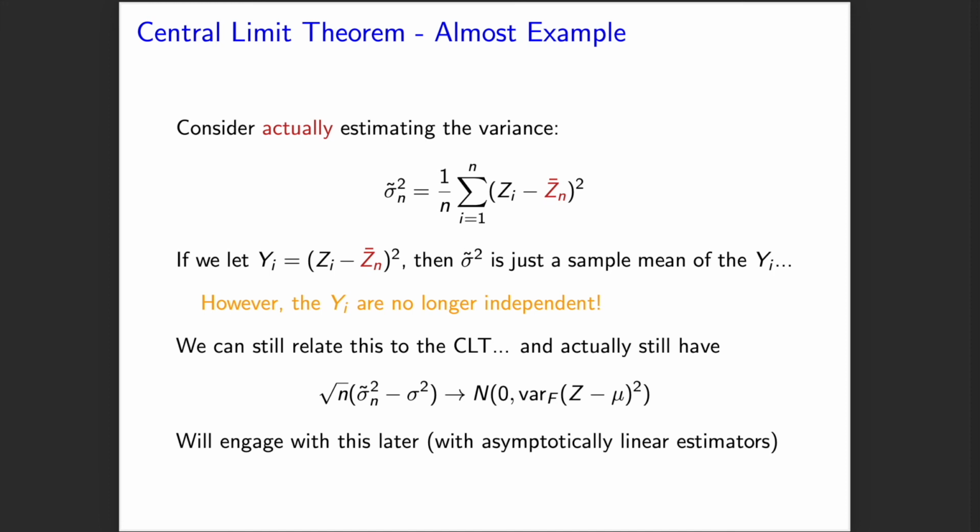It turns out we can still relate this to the central limit theorem, but it's going to take more work, and we're going to do that moving forward. And in fact, once we do relate it to the central limit theorem, we'll see that this estimator actually has the same first order asymptotic behavior as that previous estimator sigma hat squared. However, again, we can't directly apply the central limit theorem. We have to do a little additional work to get this result.